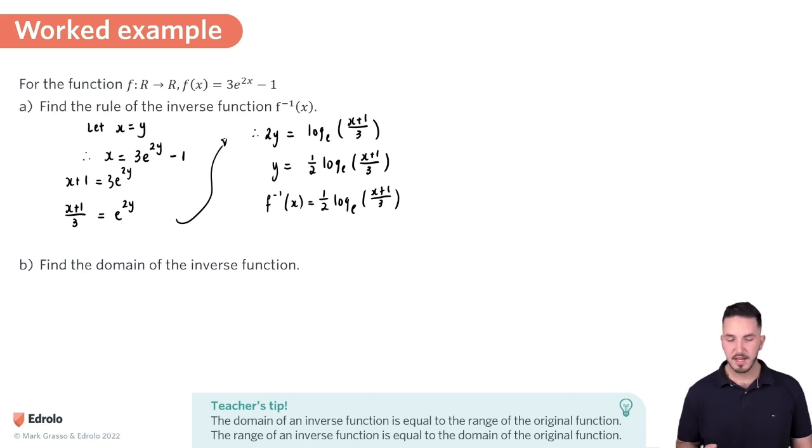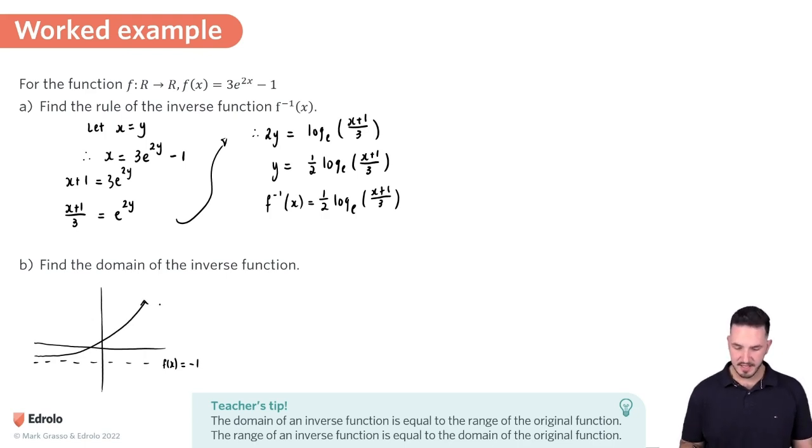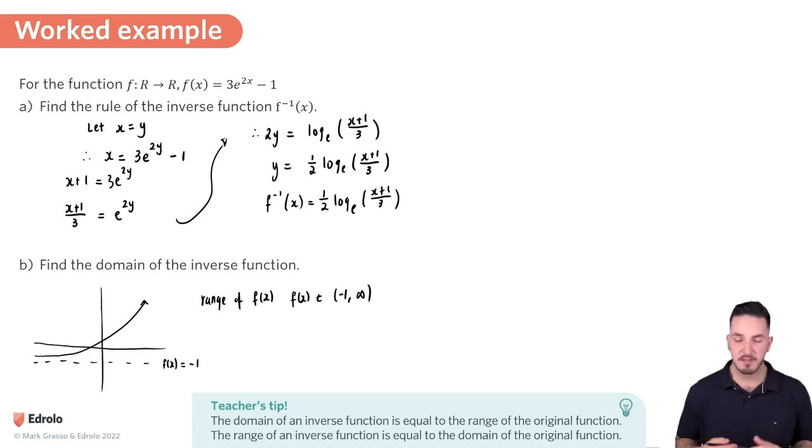In part B, we're going to find the domain of the inverse function. So in this instance, the domain of the inverse function is always equal to the range of the original. So if we look at the original function, 3e to the 2x minus 1, I'm just going to quickly sketch what that graph may look like. What we notice is the negative 1 means we have a horizontal asymptote at negative 1. So 3e to the 2x, it's growing, so it might be something like so. And therefore we can see that the range of f of x is where f of x is an element of negative 1 to infinity.